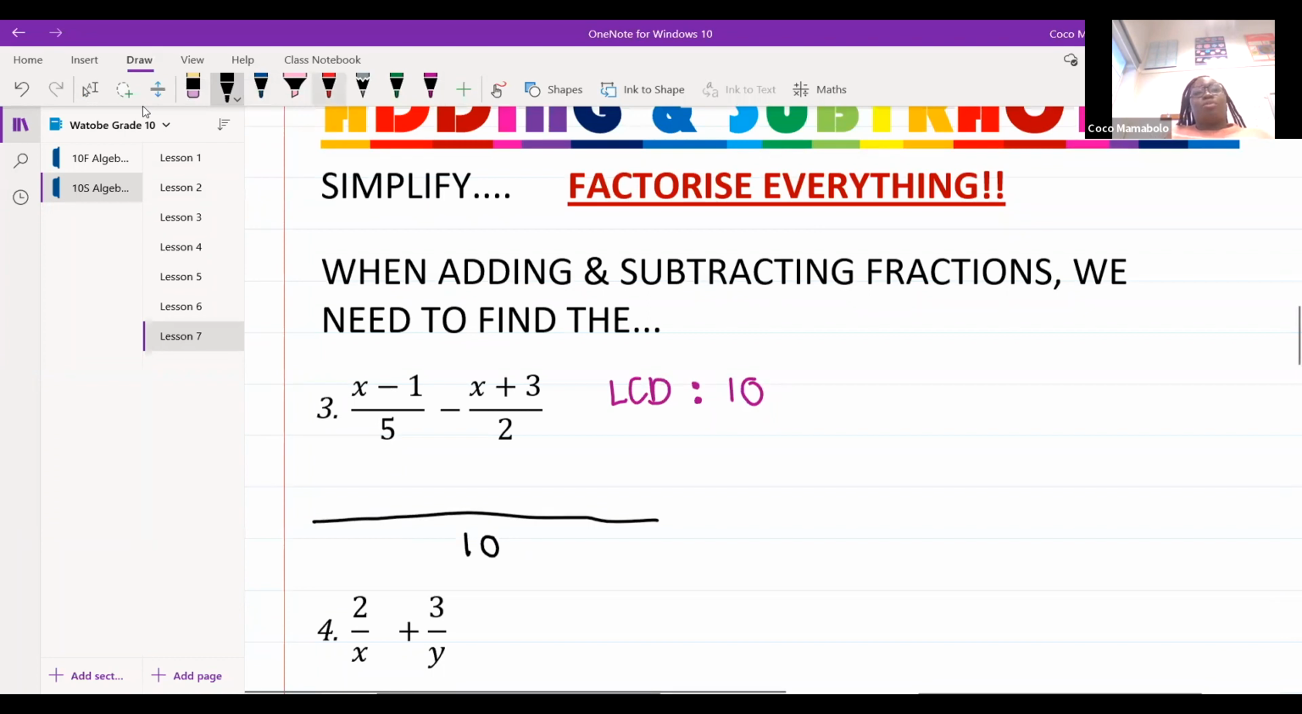So now we need to figure out, what did I do to 5 to make it 10? I multiplied by 2. What did I do to 2 to make it 10? I multiplied by 5.